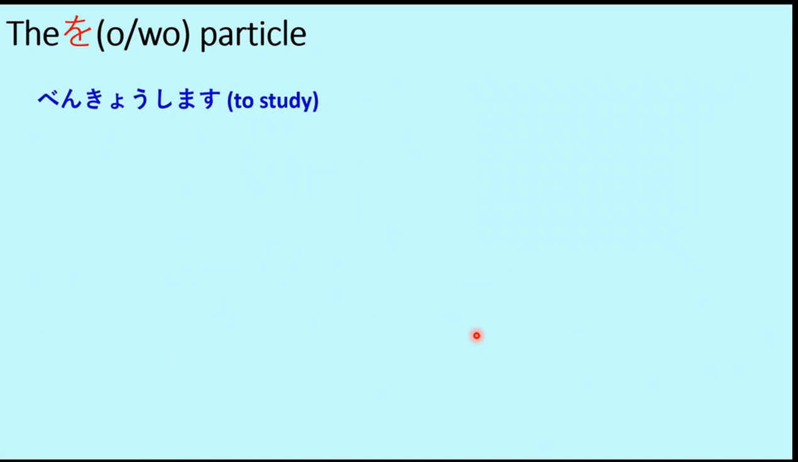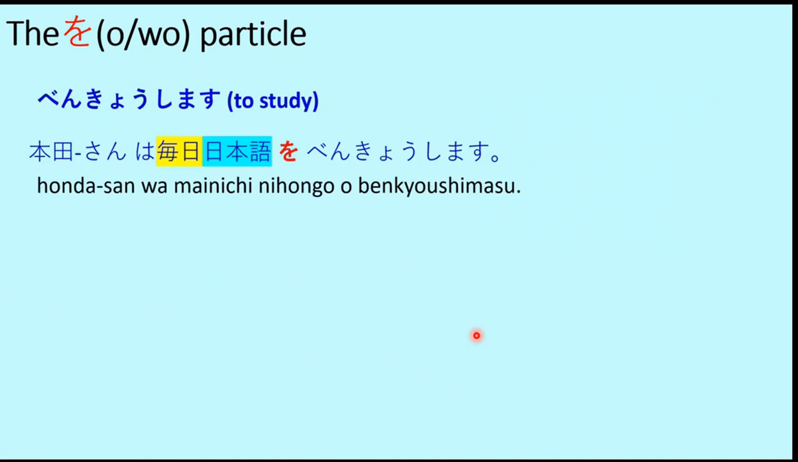Next verb is benkyoushimasu. Benkyoushimasu means to study. So let's see a few examples. Honda-san wa mainichi nihongo o benkyoushimasu. So again, mainichi has appeared, which is nothing but every day or daily. Nihongo, you might already know, is the Japanese language. So this is the kanji for language. Nihon is Japan and Nihongo is Japanese.